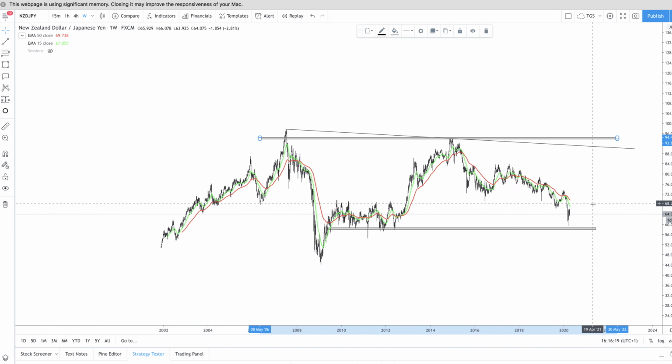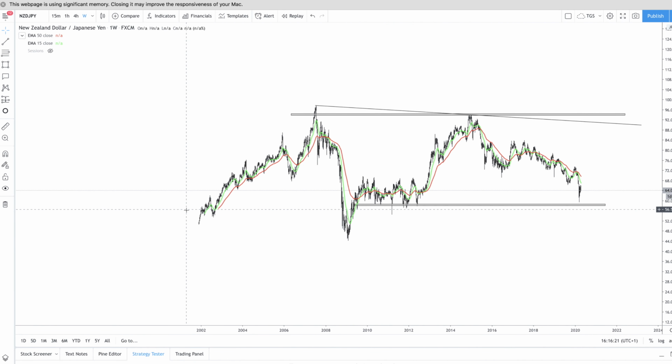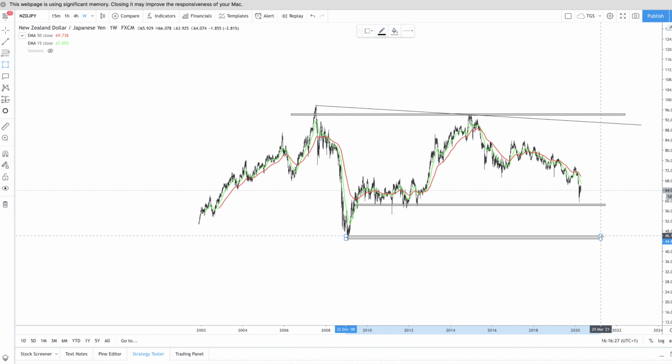Now, what would we do? Because we haven't got enough data now, have we? If price actually broke out of this level, well, we'd actually look to mark this zone, just a single zone. It's the last low.